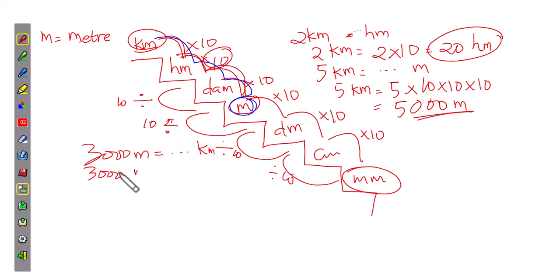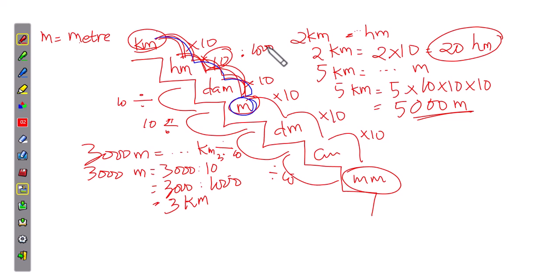So 3,000 meter equals 3,000 divided by 10 to the power of 3. We can write it like this: 10 to the power of 3. So this one must be 3,000 divided by 1,000, which equals 3 kilometer. Since this one goes up 3 times, it means we divide it by 1,000. If kilometer to meter, we times it by 1,000.